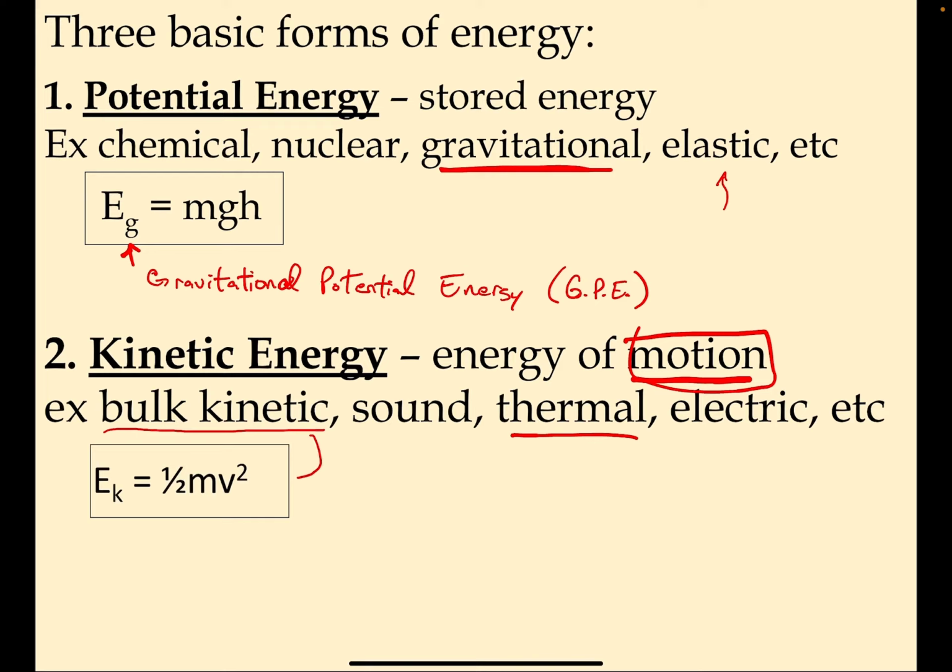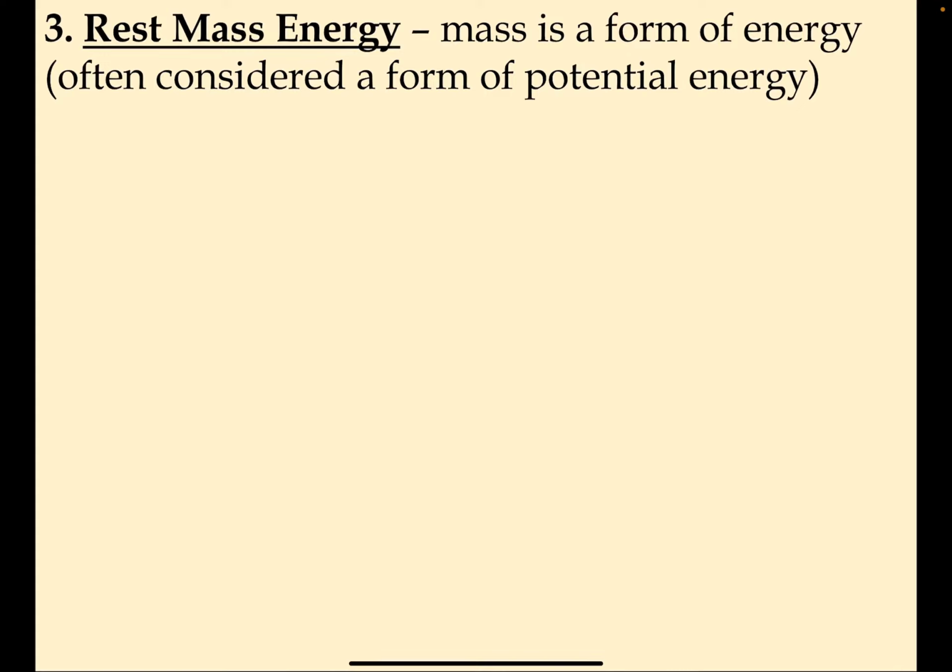Okay, so this bulk kinetic, we're just going to call it kinetic energy. The equation there is half mv squared. We'll see this a lot in the future. We're not going to focus on these two today, but there's their equations as an introduction. Our third form is kind of a form of nuclear, and here's where nuclear is sometimes broken out.